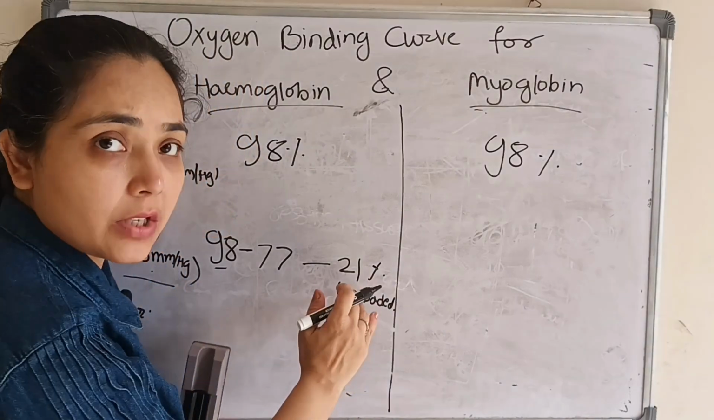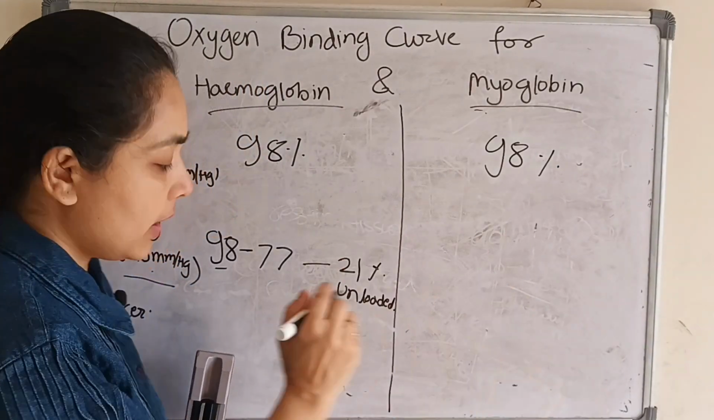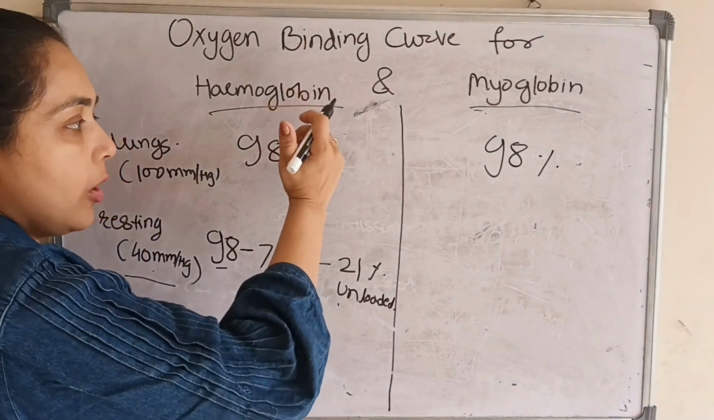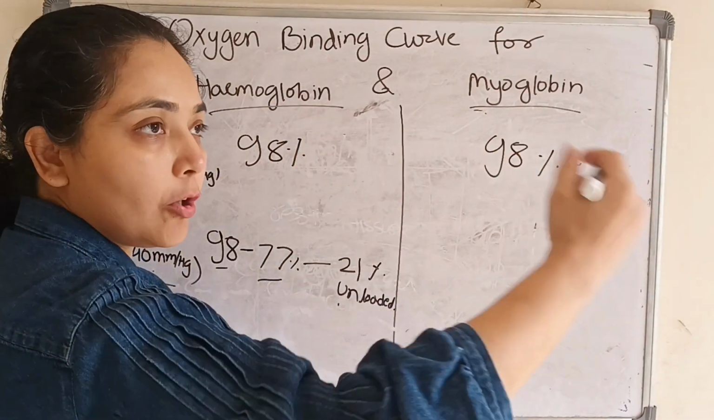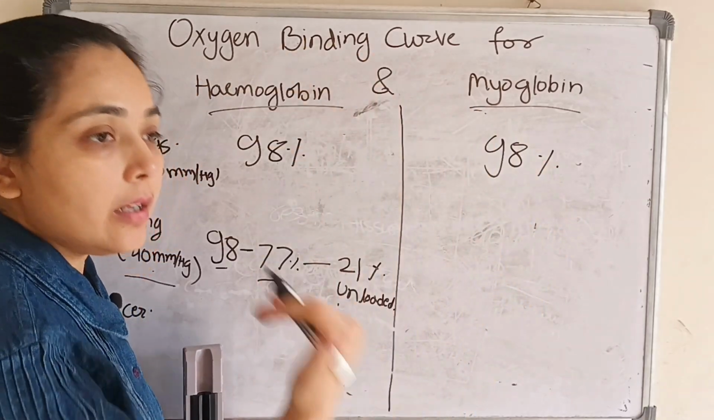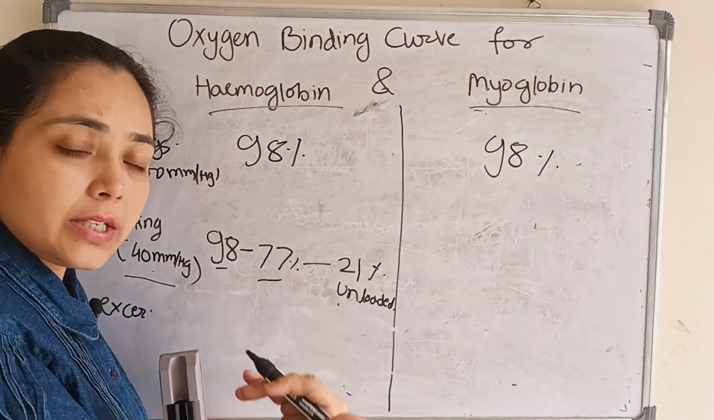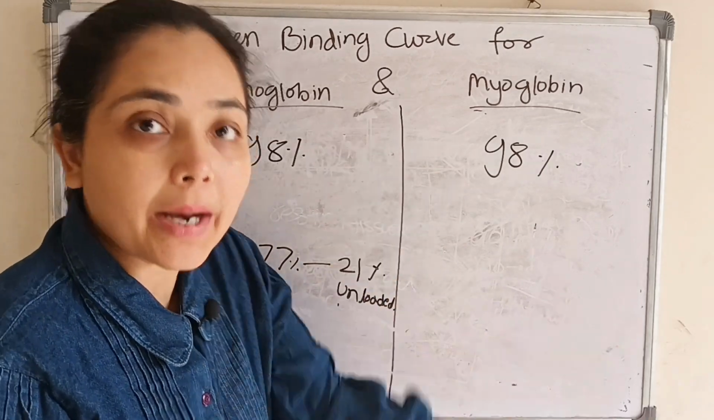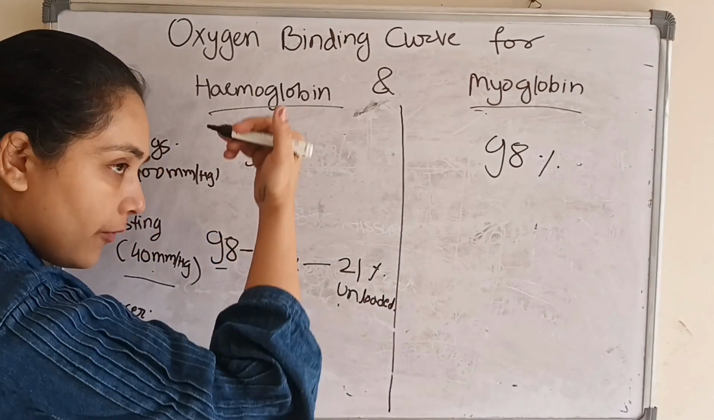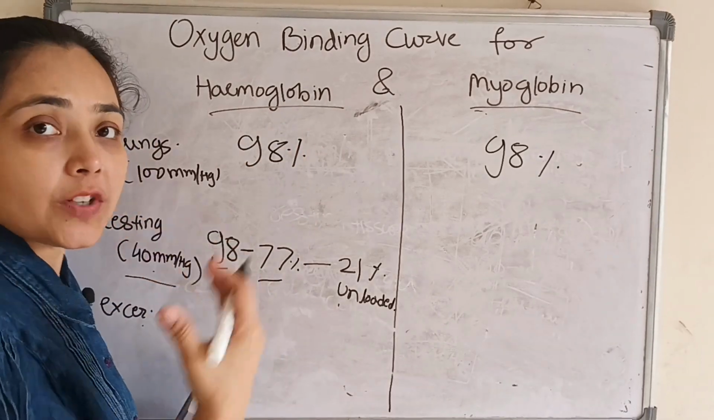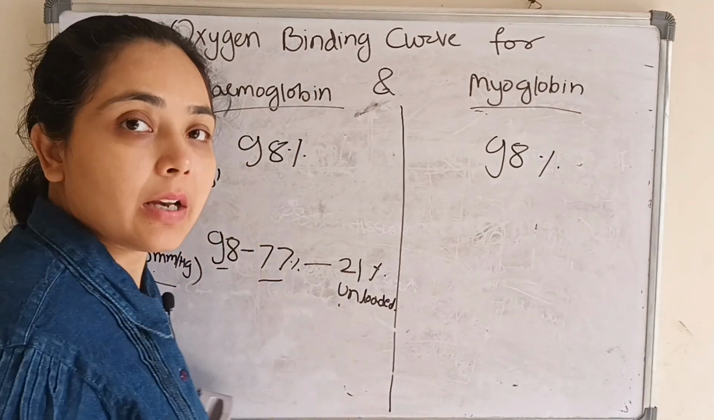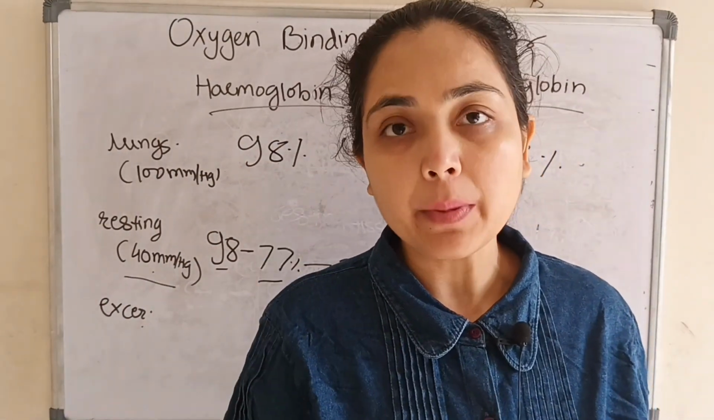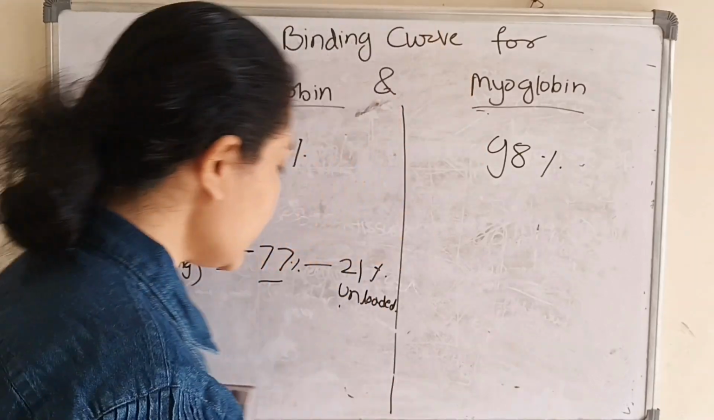This much oxygen will be supplied to the tissues and 77% will be saturated here. Earlier all the hemoglobin molecules were fully saturated, then 77% saturated. 77% saturated means 21% of the hemoglobin protein has supplied oxygen to the tissues. And further, the exercising tissues have more demand of oxygen, because as it is exercising, the need of ATP will be more, so oxygen demand will be more.